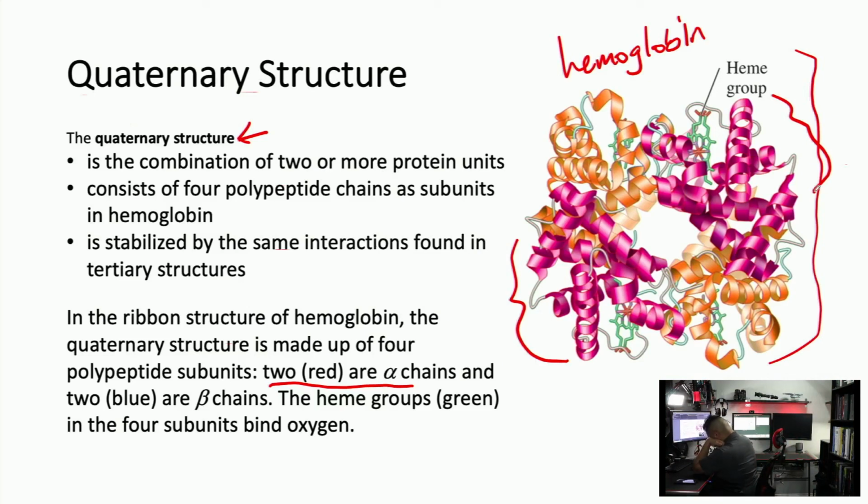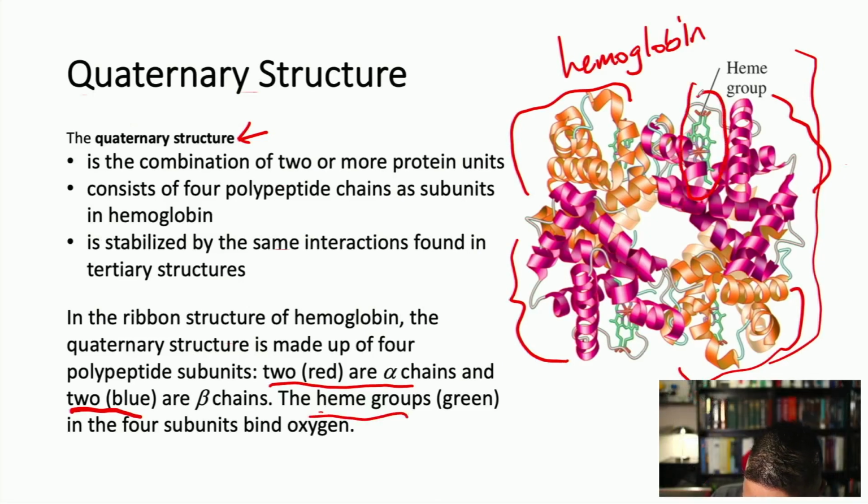Interesting, that's a typo. I got a little confused here because it said the two blue are the beta chains. Where are the beta chains at? Because this is orange. Maybe I used the wrong picture. Anyway, 4 subunits. The one thing that is correct here is the heme group, and there's the heme group right there in green. Multiple heme groups. But the point of this picture is that hemoglobin is made up of 2 plus 2, 4 subunits.